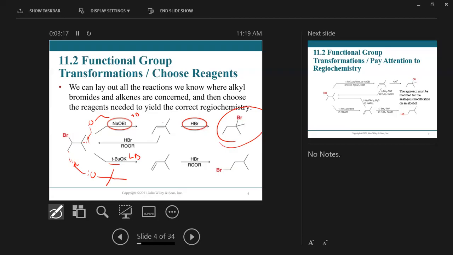Here we're adding the bromine with just HBr. Here we're adding the peroxide to put the bromine here. If we didn't have this peroxide, we'd be putting the bromine here. That's why we add the peroxide to it.